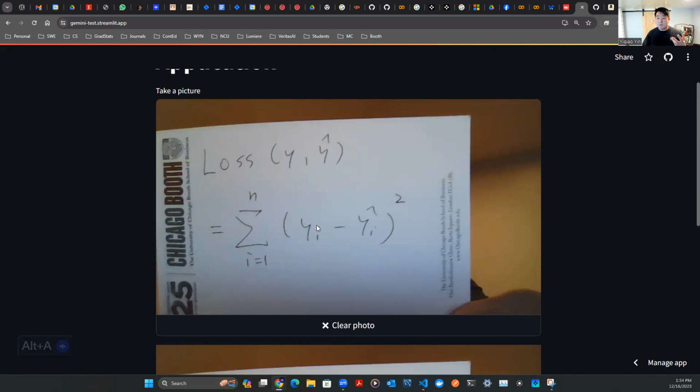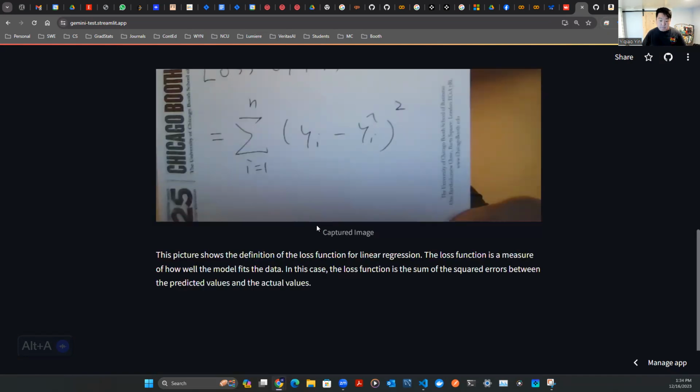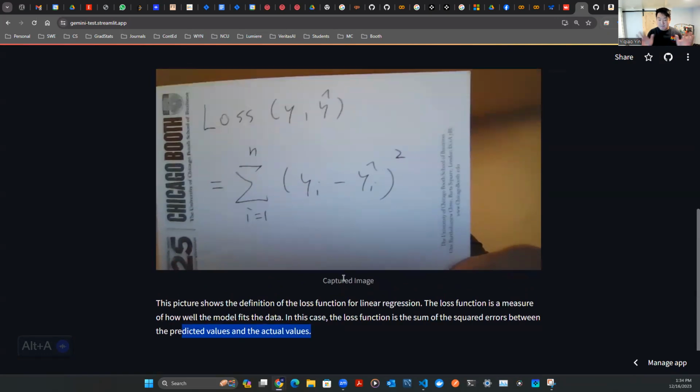So let's see what Google's Gemini AI says. And boom, here we go. It says the picture shows the definition of the loss function for linear regression. Now, that's actually more information than I provided on the picture. The loss function is a measure of how well the model fits the data. In this case, the loss function is a sum of the squared errors between the predicted values and the actual values. In other words, this sentence is exactly correct. It's the exact definition of what I wrote here on that little piece of paper.